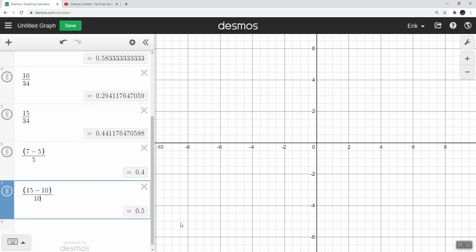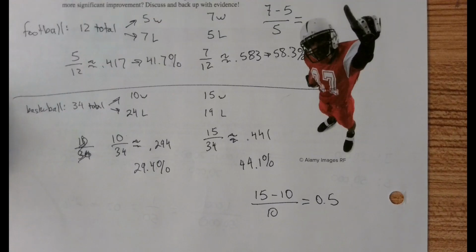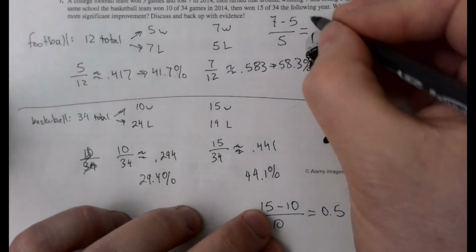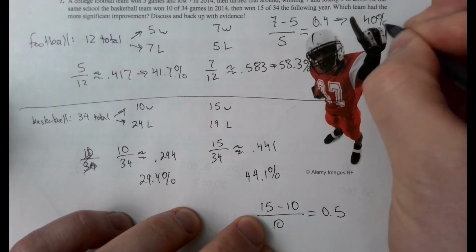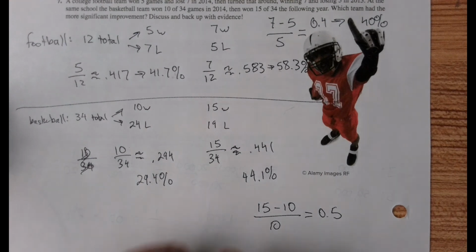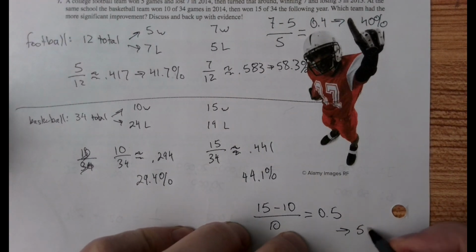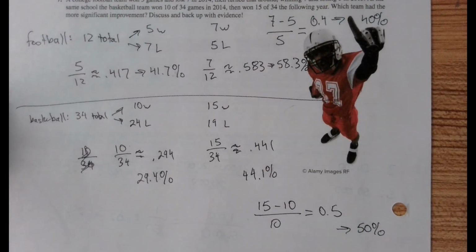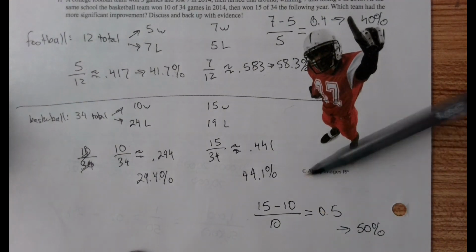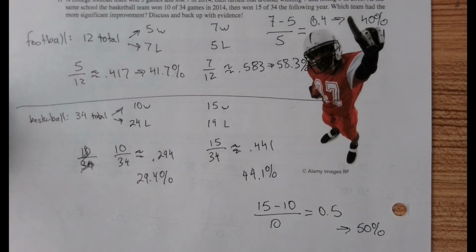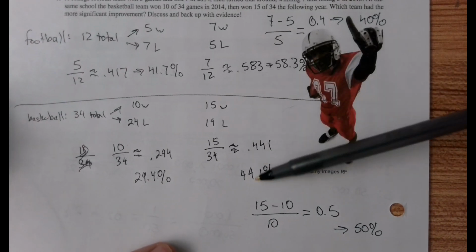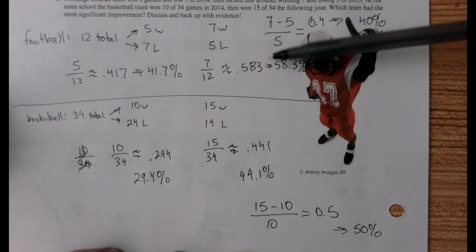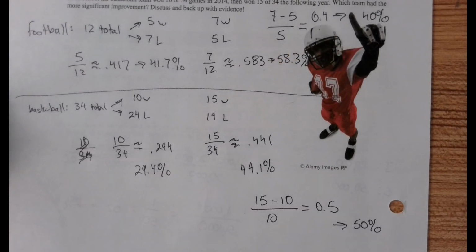Notice, looking at it this way, the football team had a 40% improvement in terms of the number of wins, and the basketball team had a 50% improvement in terms of the number of wins relative to the previous year. So the basketball team had a more significant change, although they still have a worse winning season, right? So the football team has a better record and relative record.